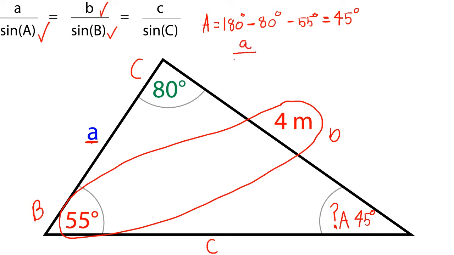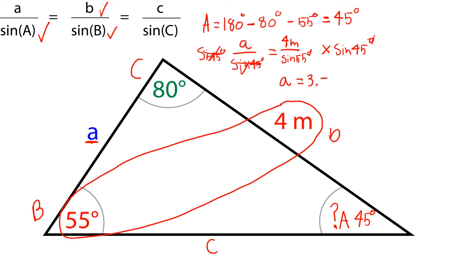So without further ado, a over sine of 45 degrees is equal to little b, which is 4 meters, over big B, which is sine of 55 degrees. And then we want to multiply both sides by sine of 45. Whatever's in the denominator under what we need to solve for, that always needs to be multiplied by both sides. If you can just remember that, it makes it a lot simpler. So the sine of 45 right there. And then we're all ready to go. The degrees cancel, leaving us with just our unit of length, and a equals 3.45 meters. Awesome.